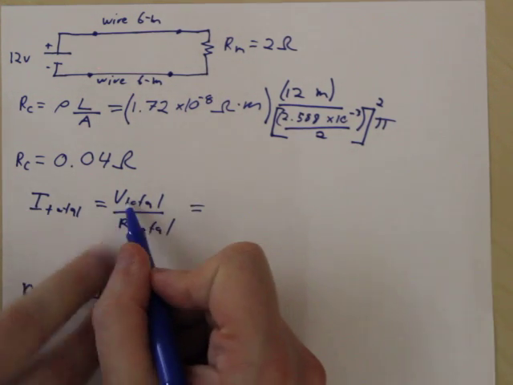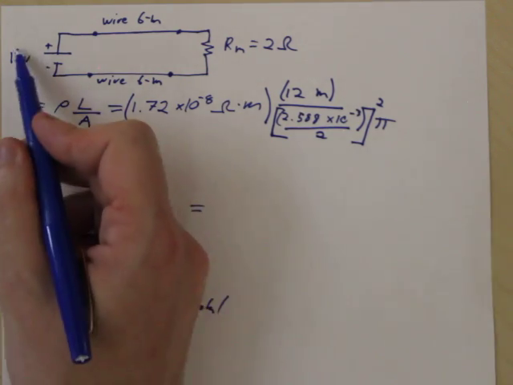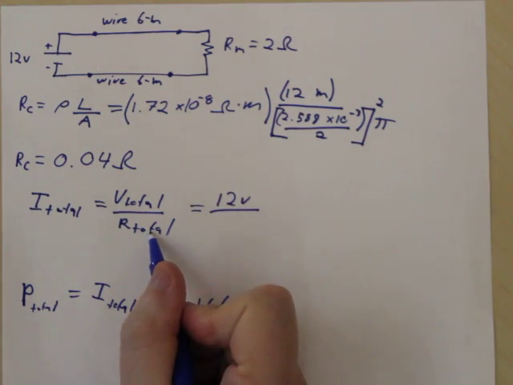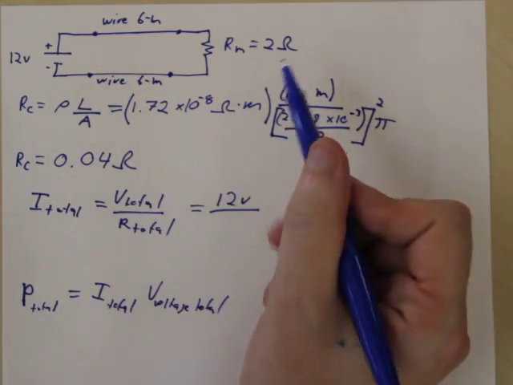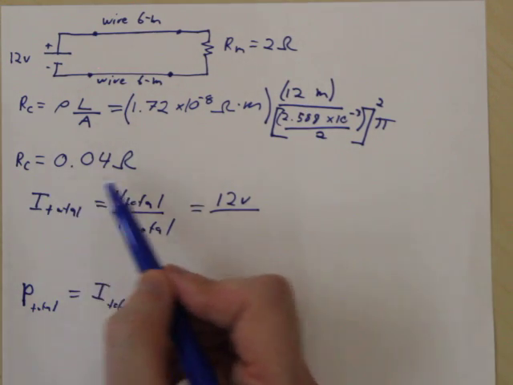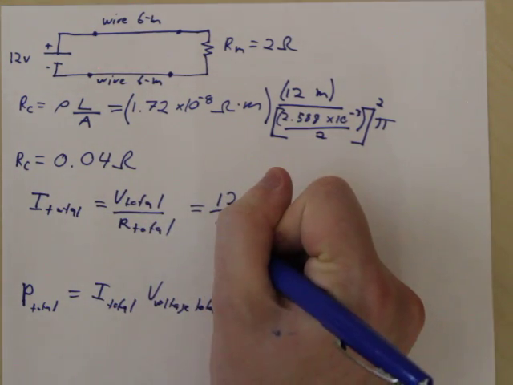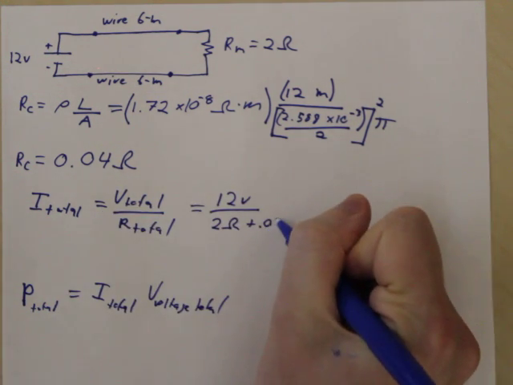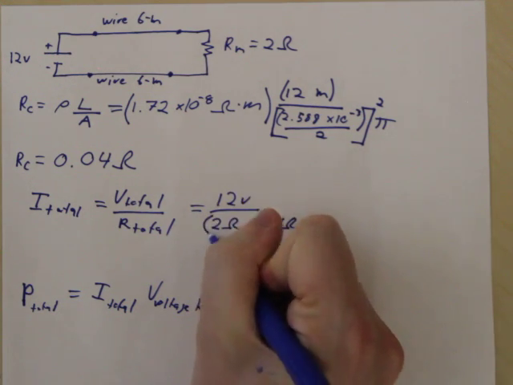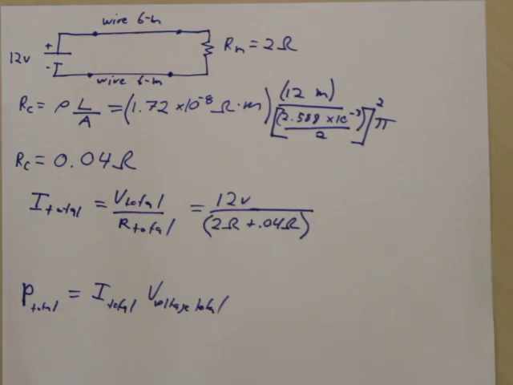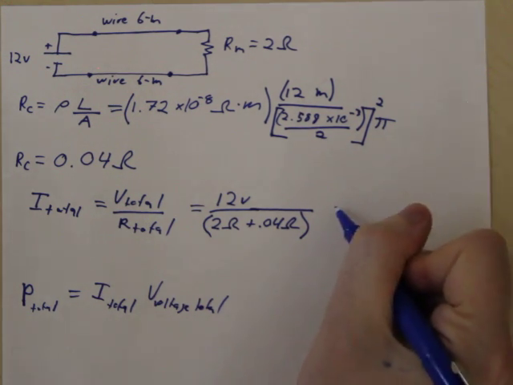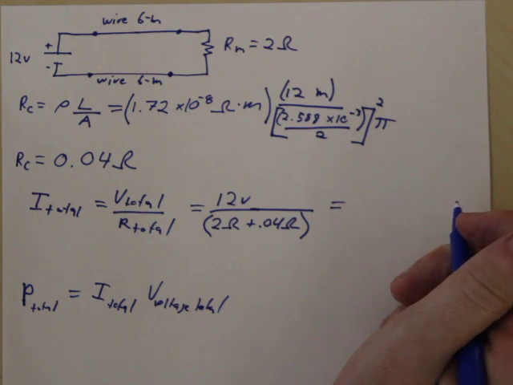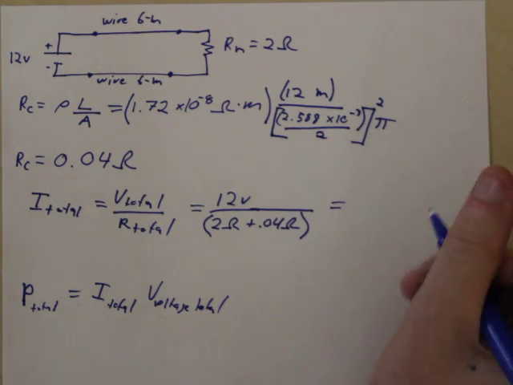So what is our total V? Our total V is, well, just 12 volts like we had up there. So that's an easy one, 12 volts. And then our R total is going to be what? Well, we have our R motor and we also have our total RC. So that's going to be 2 ohms plus 0.04 ohms. And that's going to be in parentheses because that's a single thing. Okay? So when we solve this out, our I total is going to equal what? Our I total is going to equal 5.88 amps, right?